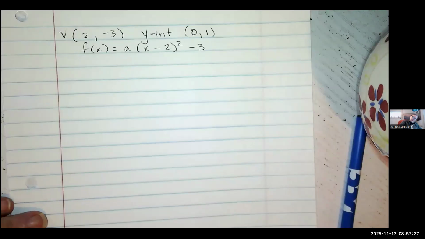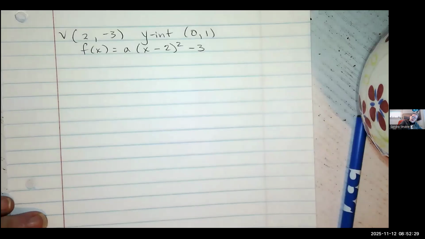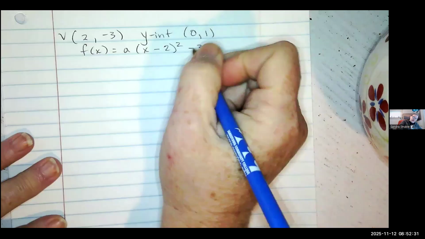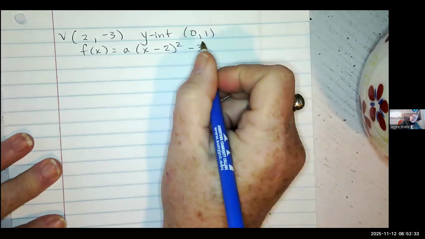Okay. So let's find our a given our y-intercept. 1 is y. x's are going to be 0.